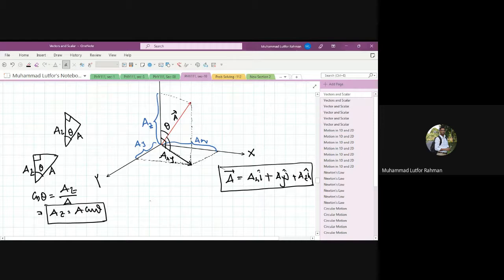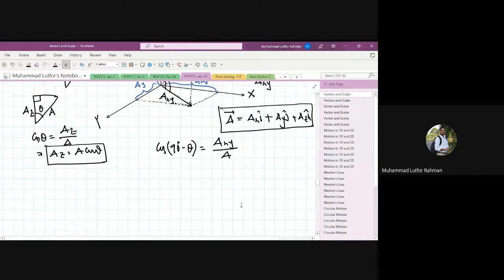Then I'll write down again, cos(90 degrees minus theta) would be base, which is A_xy, divided by A, right? You can draw this diagram. This is the angle, 90 degrees minus theta. This is the vector A, and this is A_xy.